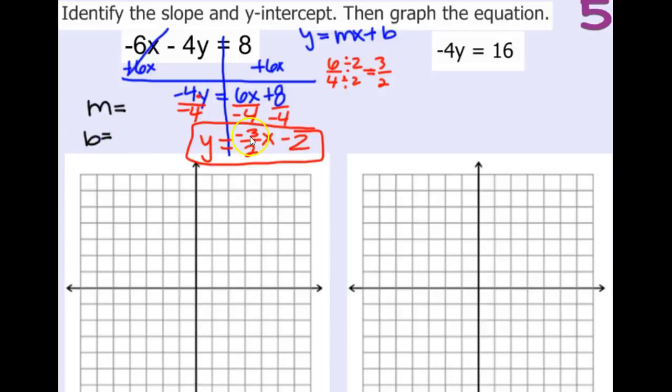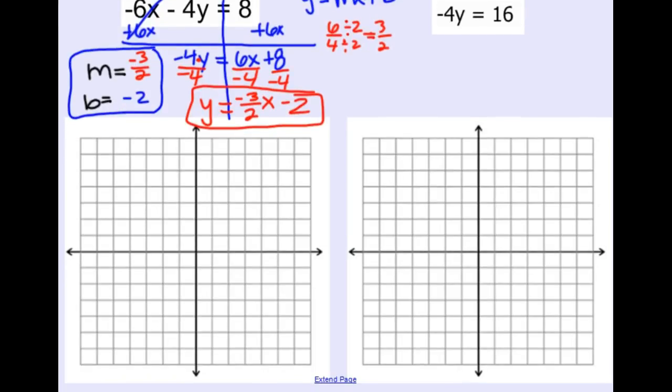M and b we need to identify. M is our slope, negative 3 over 2. And b tells us where to begin. We're beginning at negative 2. So begin at negative 2 on my y-axis.